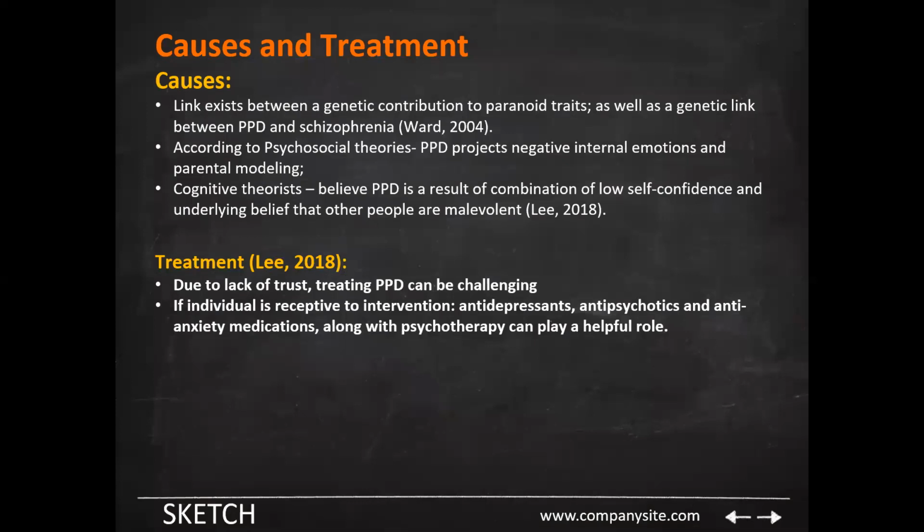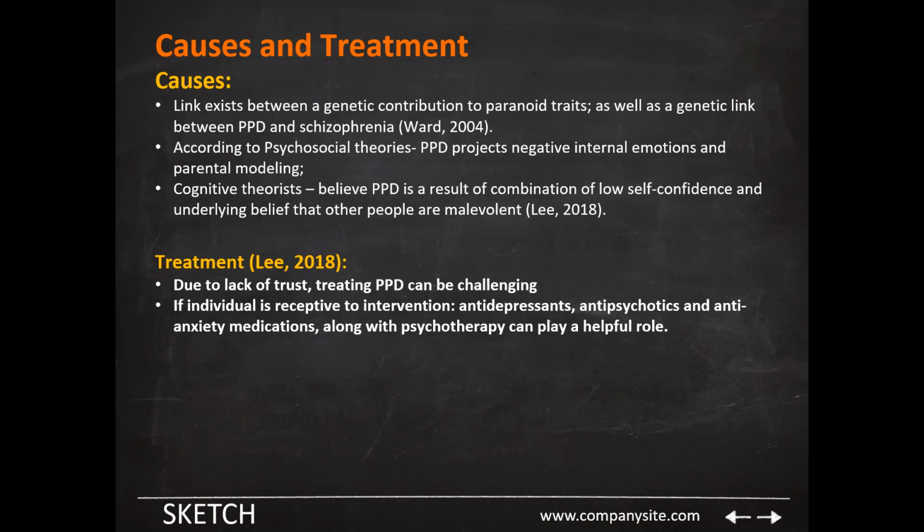A link exists between a genetic contribution to paranoid traits, as well as a genetic link between paranoid personality disorder and schizophrenia. According to psychosocial theories, paranoid personality disorder results from projecting negative internal emotions and from parental modeling. According to cognitive therapists, paranoid personality disorder is a result of a combination of low self-confidence and self-esteem and underlying beliefs that other people are malicious.